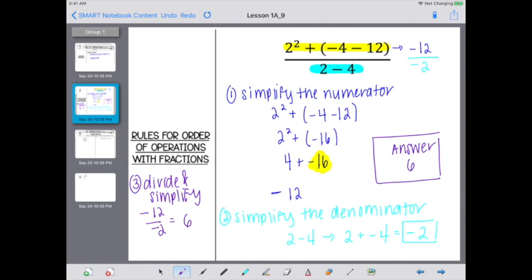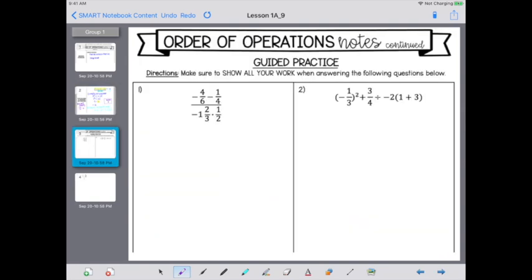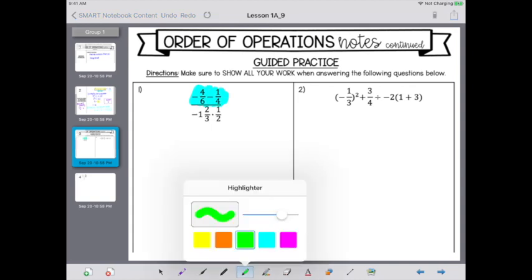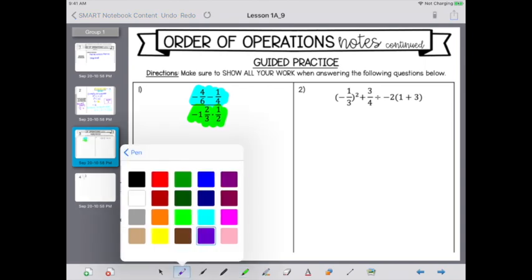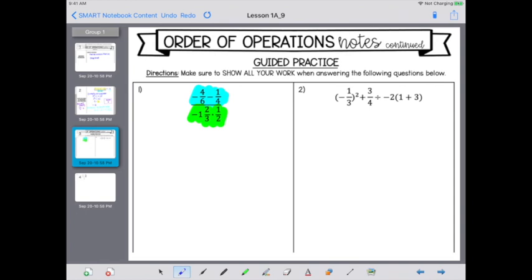Let's try some practice problems. For number 1, we want to make sure we're simplifying the numerator and then the denominator, and then we'll divide and simplify. Okay, so number 1, we're going to take negative 4/6 minus 1/4. We can use our calculator, and we're going to get negative 11 over 12.